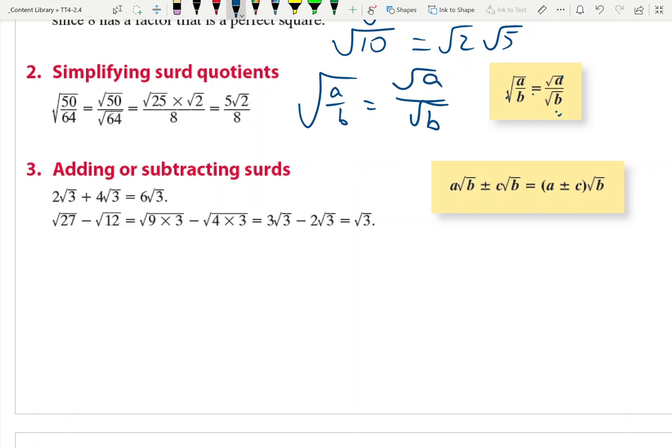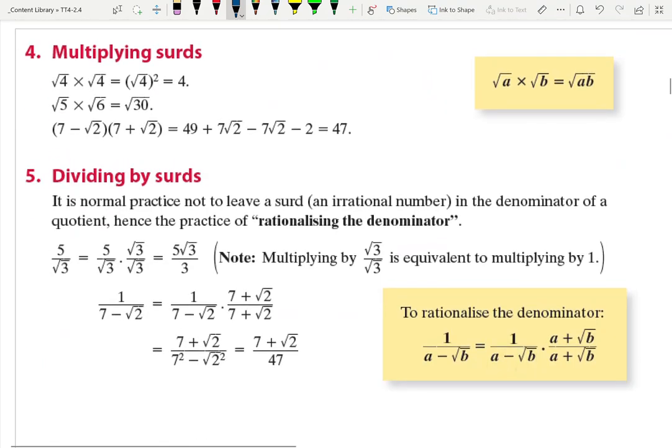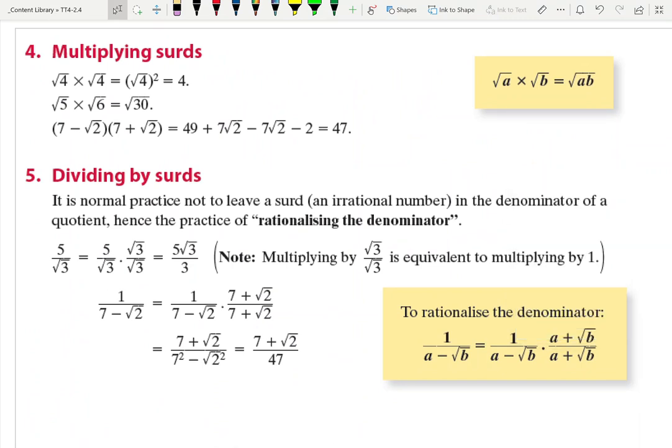Okay? And if you have rational numbers times a common surd, then those rational numbers will add and subtract. So 2 root 5 plus 7 root 5 is 9 root 5. In reverse, the product of two surds is equal to the square root of the product.